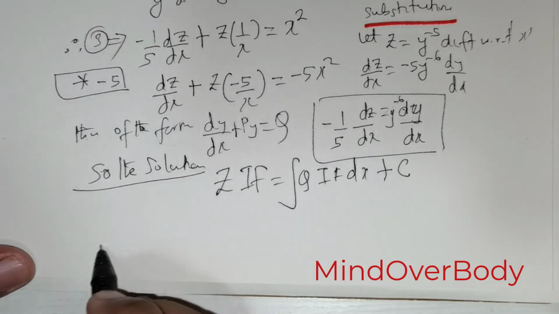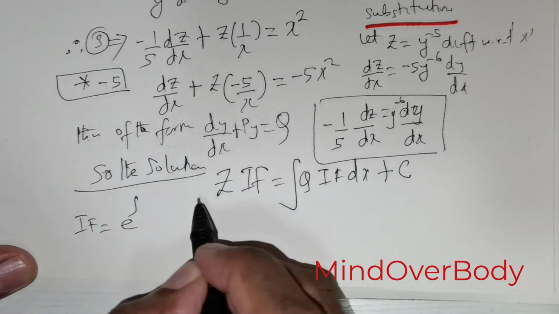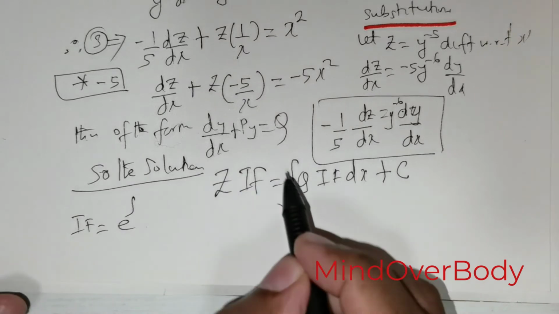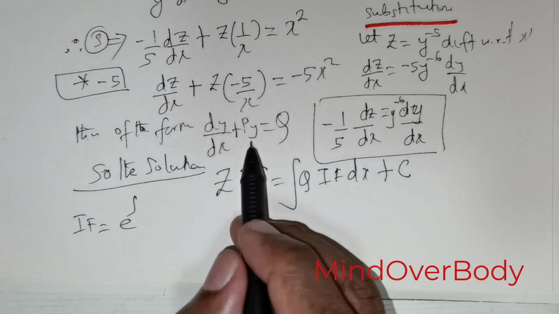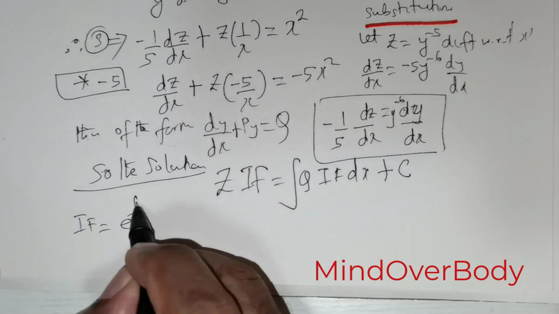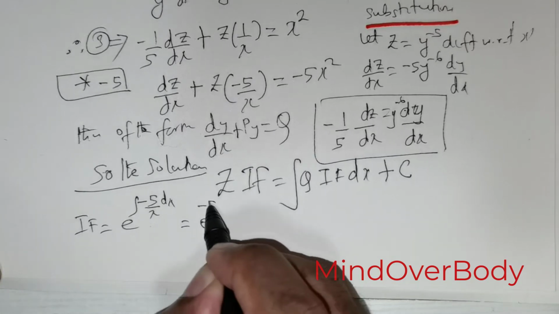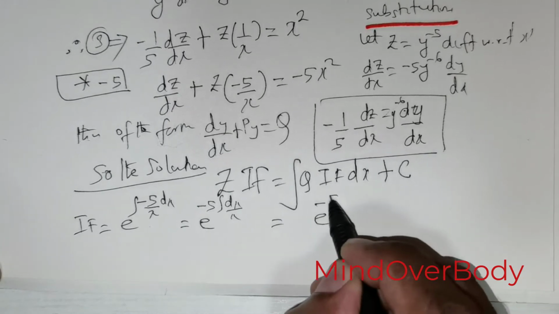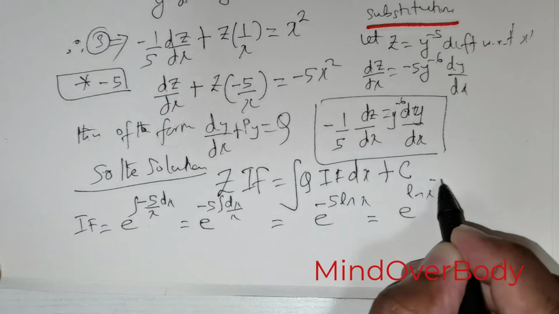So now the integrating factor. The integrating factor is equal to e raised to the power of the integral of p dx. So we will have to use this now. So clearly the coefficient p is going to be -5/x, so the integral of -5/x dx, which is equal to e^(-5∫dx/x), which is equal to e^(-5 ln x), which is equal to e^(ln x^(-5)).